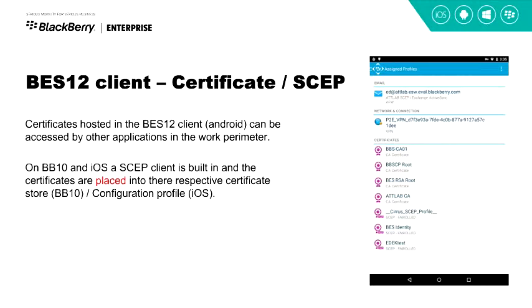If you've got a BlackBerry 10 or an iOS device, since the SCEP client is already built in, the certificates are placed into their respective certificate stores silently right now. So if you were to go into your BlackBerry 10 device, you go into the settings, you go into security, and you go into certificates, you'll notice a number of certificates that are placed in there by the BES today. And if you're using a SCEP, you might even notice some that are put in there individually. On iOS, it's done through the configuration profile, but the SCEP client is done the same way.